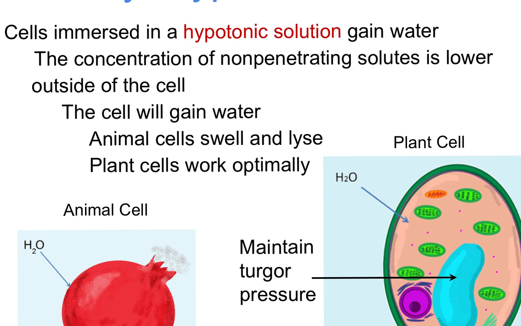Plant cells will actually work optimally in a hypotonic solution. The vacuole that's inside of them will help maintain a turgor pressure. So plant cells, and actually some very specialized plant cells, have a very sophisticated way of maintaining that turgor pressure when they're placed in a hypotonic solution. And we can think about this a lot of times in the plants that live actually in water.